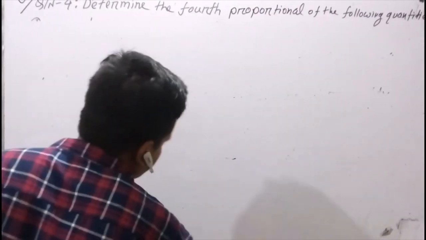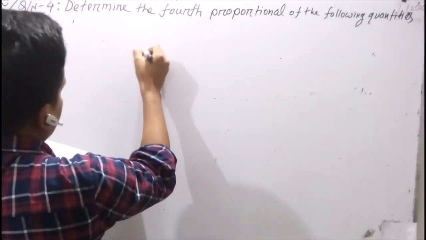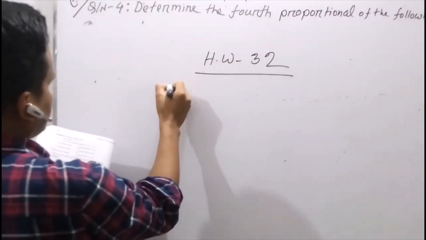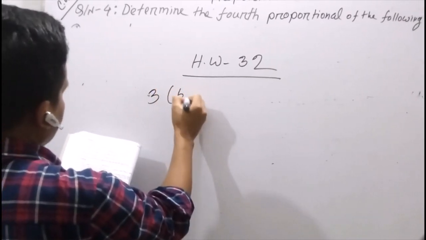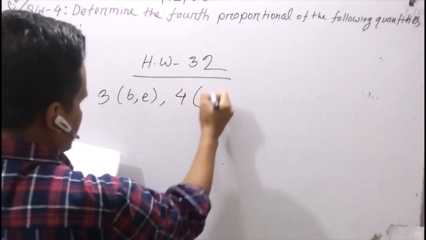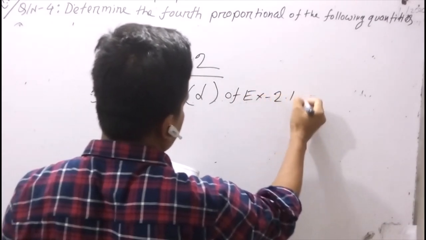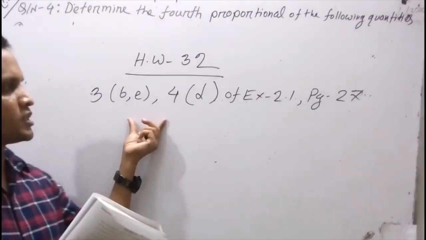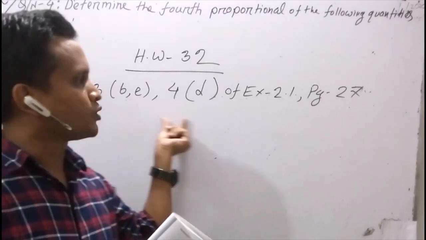Now write this example. Question number 32. Now write 32. Now we have to solve only parts B and E of number 4. Already we have solved part D of exercise 2.1, page number 27. And after solving this maths, I hope you can solve this problem. After solving, you will send it to your subject teacher.